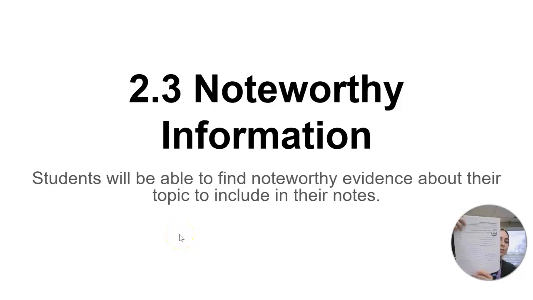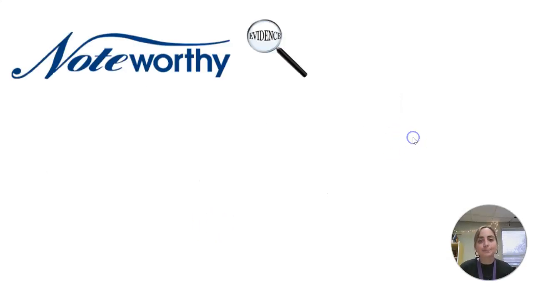Right now you should have your 2.3 notes out. And today we're going to be learning about how to find noteworthy evidence about your social issue and include that information in our notes. At this point, you should already have your social issue topic picked out, and you should have found 3 credible sources to use for your research. And now we're going to talk about what information we're looking for in those sources.